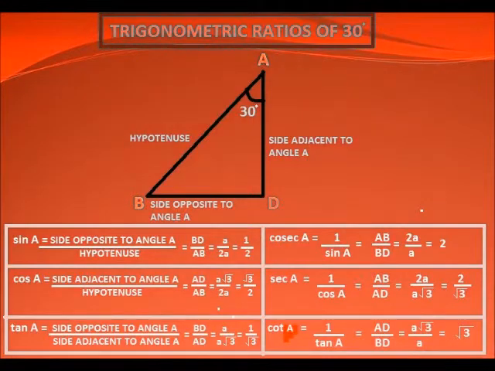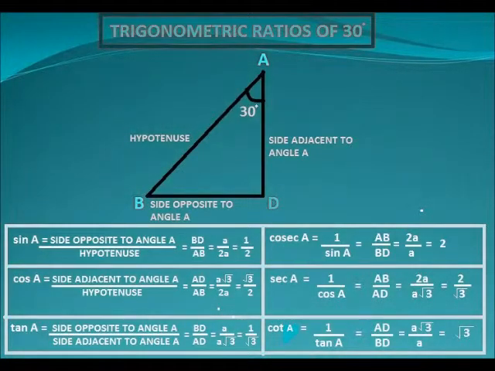Therefore, trigonometric ratios of 30 degree are: sin A equal to side opposite to angle A by hypotenuse equal to BD by AB equal to A by 2A equal to 1 by 2. Cosecant A equal to 1 by sin A equal to AB by BD equal to 2A by A equal to 2. Cosine A equal to side adjacent to angle A by hypotenuse equal to AD by AB equal to A root 3 by 2A equal to root 3 by 2.